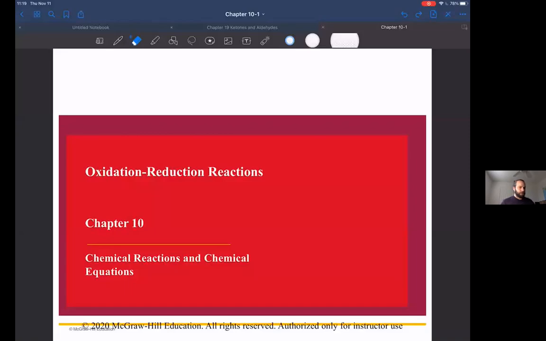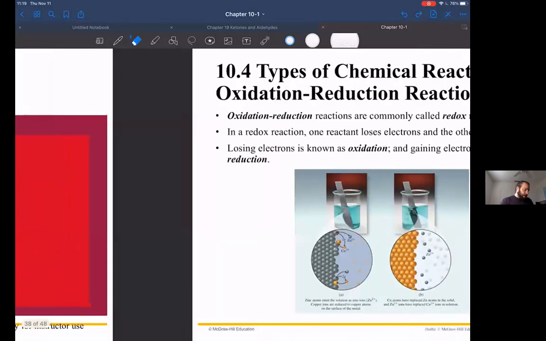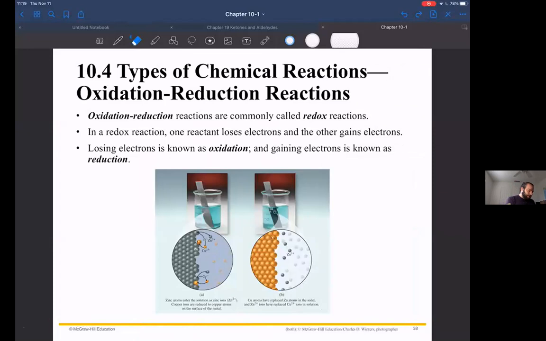All right. Hello, everyone. So our last lecture is about oxidation reduction reactions. Oxidation reduction reactions, also called redox reactions for short, are reactions in which one element is going to be losing electrons and another element is going to be gaining electrons. So these are chemical reactions where actual electrons are being swapped between two different species.